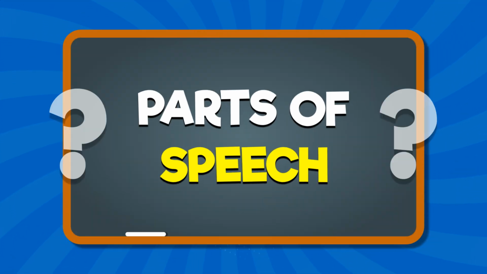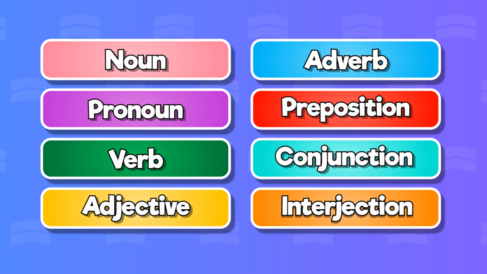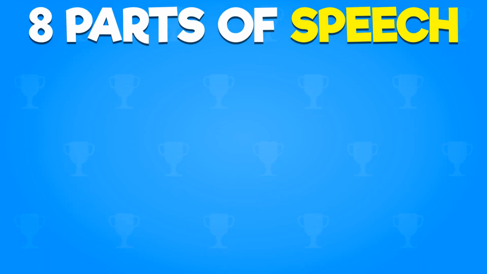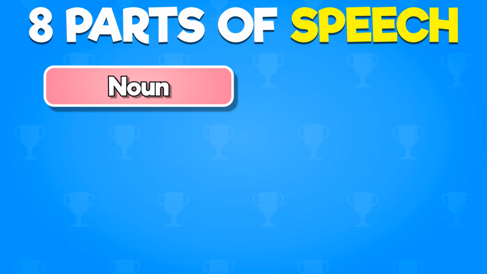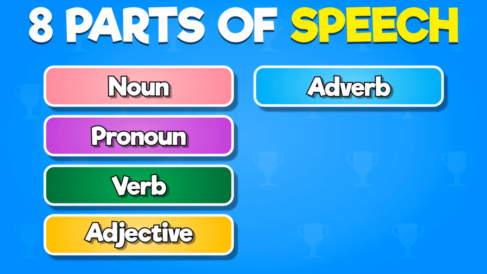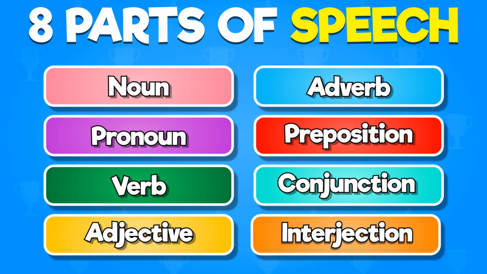Parts of speech confuse many English learners. In this video, I'll explain all of them simply with clear examples. So let's get started. In English, there are 8 parts of speech: nouns, pronouns, verbs, adjectives, adverbs, prepositions, conjunctions, and interjections. At first, we have nouns.